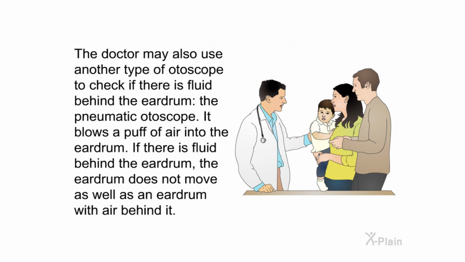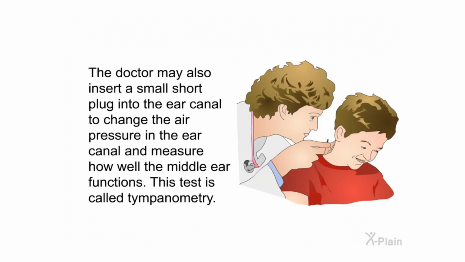The doctor may also use another type of otoscope to check if there is fluid behind the eardrum, the pneumatic otoscope. It blows a puff of air into the eardrum. An eardrum with fluid behind it does not move as well as an eardrum with air behind it. The doctor may also insert a small plug into the ear canal to change the air pressure in the ear canal and measure how well the middle ear functions. This test is called tympanometry.